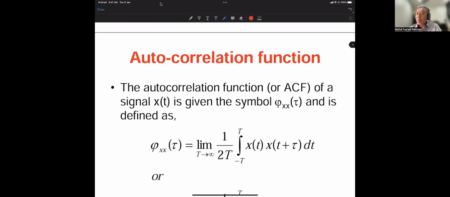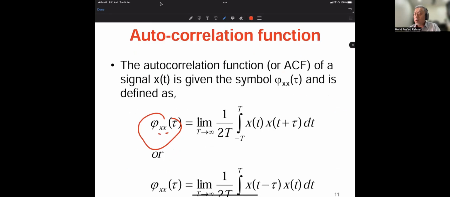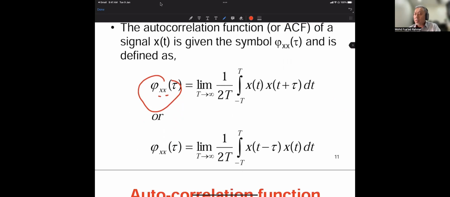So the autocorrelation function in terms of mathematics is shown here. Phi xx tau, where tau is the time delay, and x and x are the same signal. The limit as T goes to infinity of 1 over 2T, integral of x(t) x(t plus tau) dt. This is known as the autocorrelation function, its mathematical description, and it can also be written as x(t minus tau) x(t).